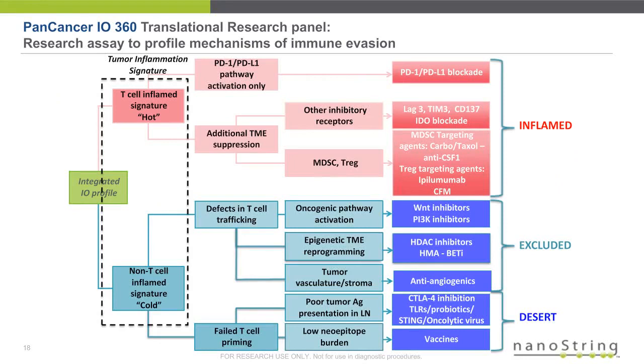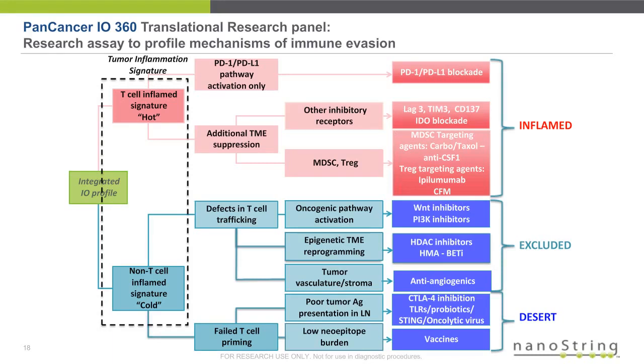To go one level deeper into that, this is another way you can look at the data. So if you take an FFPE sample and purify RNA and analyze it on this sample, the first thing, using this tumor inflammation signature, you can tell whether the tumor is hot or cold. And then if it is in fact hot, you can then look at, for instance, PD-1, PD-L1 pathway activation only, which would indicate that the PD-1, PD-L1 blockade might be a good option. It may be suppressed, so then you need to activate other pathways. So you can see that here in the inflamed tumor state.